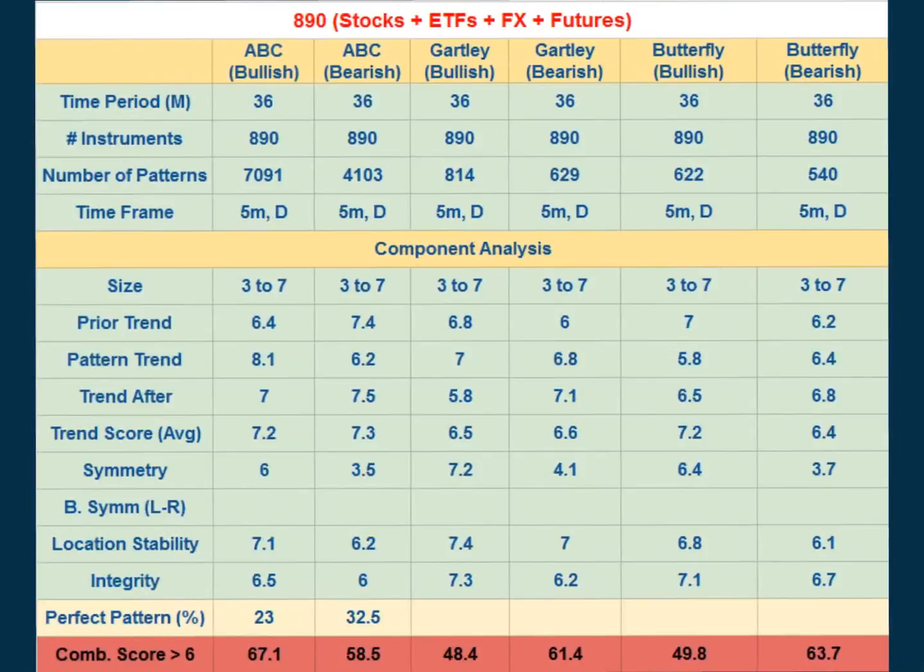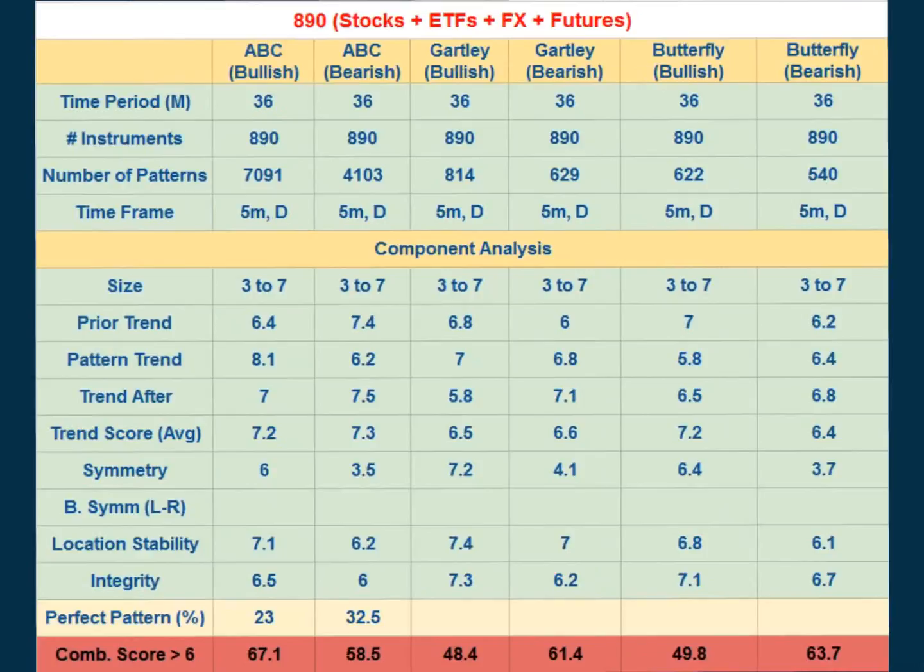So for each pattern, I wanted to find out the number of patterns I can use to test first. That goes into my component analysis. In these 890 instruments, in two different time frames, 5 minutes and daily, with 36 months of data, I found 7,091 ABC bullish patterns.